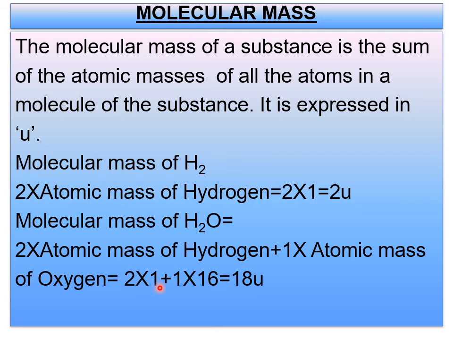So 2 into atomic mass of hydrogen is 1 plus 1 into atomic mass of oxygen is 16. So 2 plus 16 gives you 18, and the unit you have to write is U. Children, that's the reason I told you to remember the atomic mass of each and every element. Without knowing the atomic mass, you cannot write the molecular mass of any substance or compound.